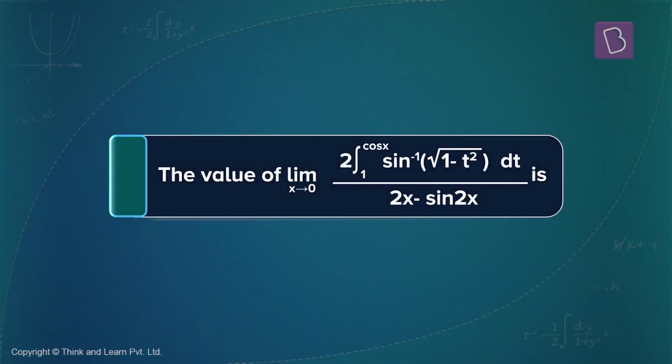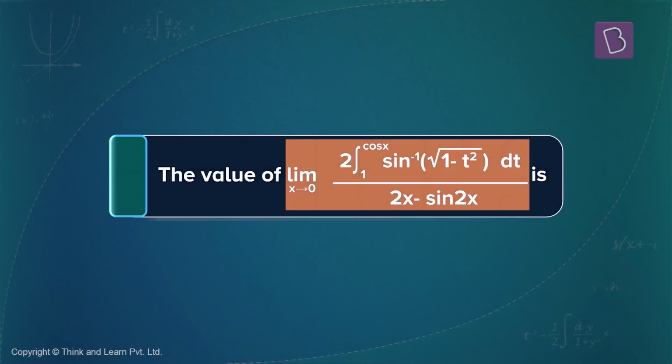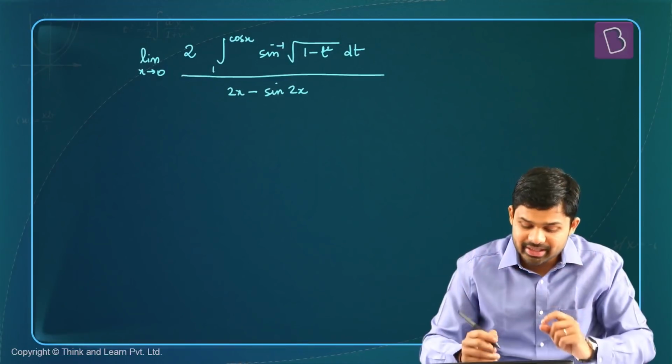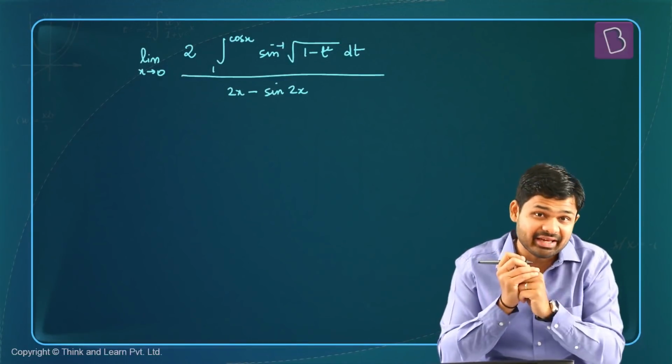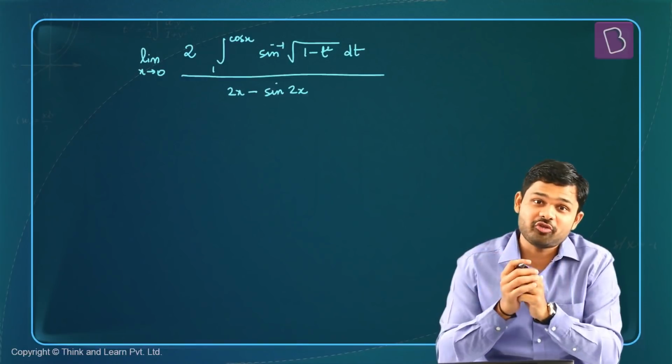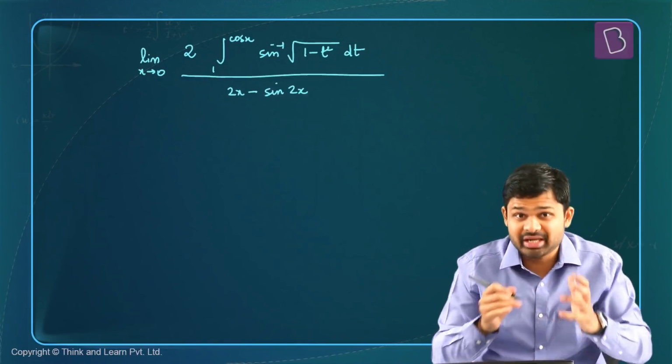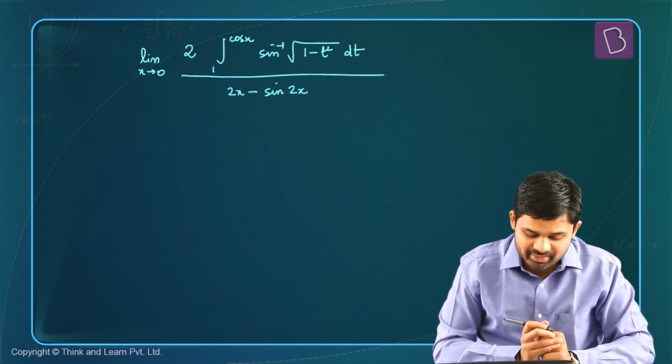Now in this question, we've been asked to find the value of the limit as x tends to 0 of 2 times the integral from 1 to cos x of sine inverse of under root of 1 minus t square dt, all divided by 2x minus sine 2x. So how do you approach this question? It's a limit question. It has an integral in the definition of the limit function. So let's try and see how to solve this using the ideas that we've learned in the chapter on limits.